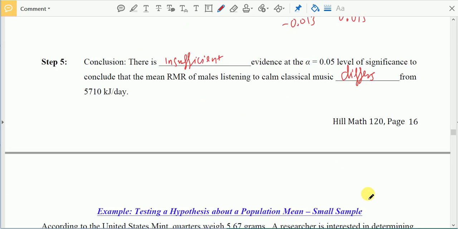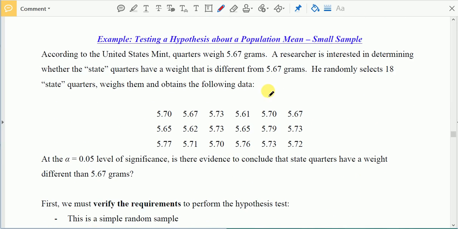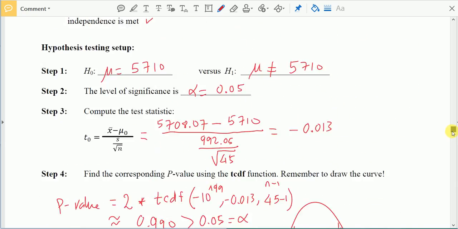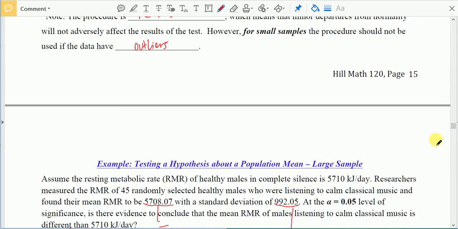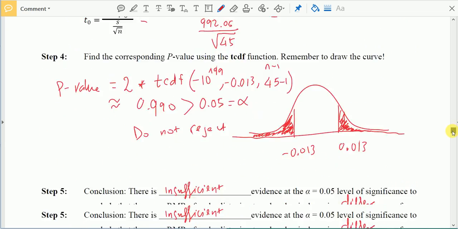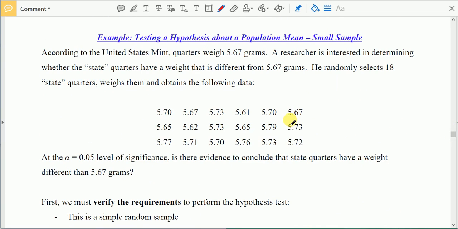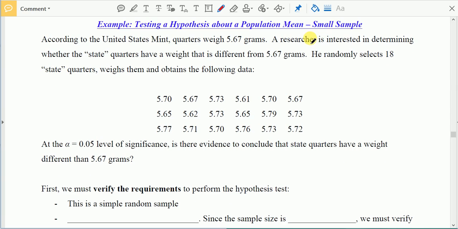Okay, so let's go to the next example. The previous example was large sample size. So go back here. We have large sample size. Now in this case, we have small sample size. And let's see how we're doing with the small sample size.